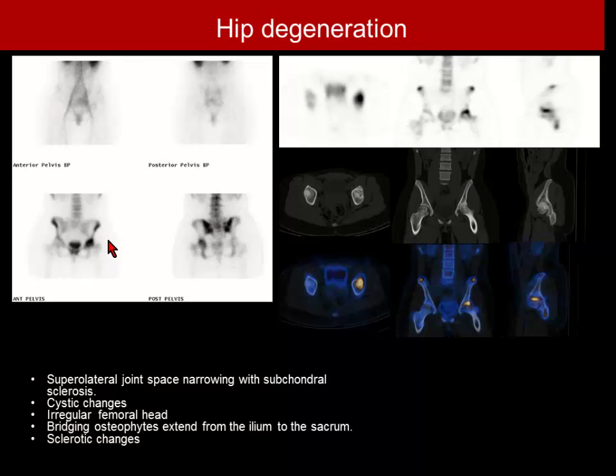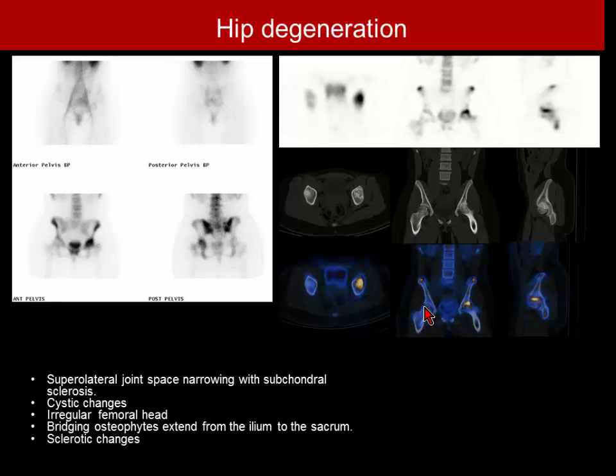Again, you see in the planar images some increased uptake in the left hip joint. And then look at the CT. You see some degenerative changes which correspond to the uptake here, in keeping with the narrowing, subchondral sclerosis, and cyst formation there. You need to look at the other side and at this side, and the uptake corresponds to the sclerosis, which is probably a normal joint.